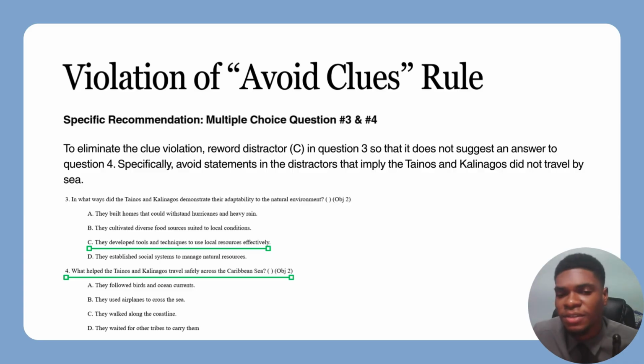But now that we've looked at avoiding clues, Ms. Scott is going to walk us through the final technical violation of Section A and then analyze the remaining sections of item quality and guidelines for item construction. Ms. Scott? Thank you, Danye.